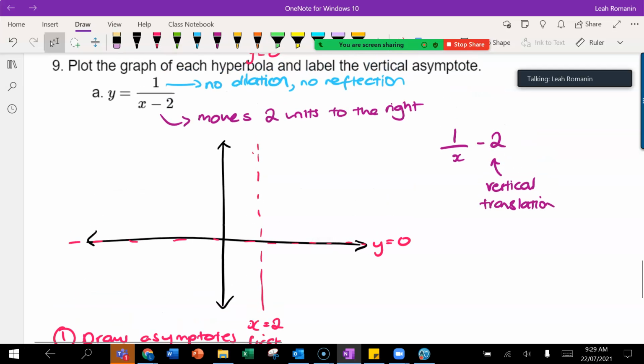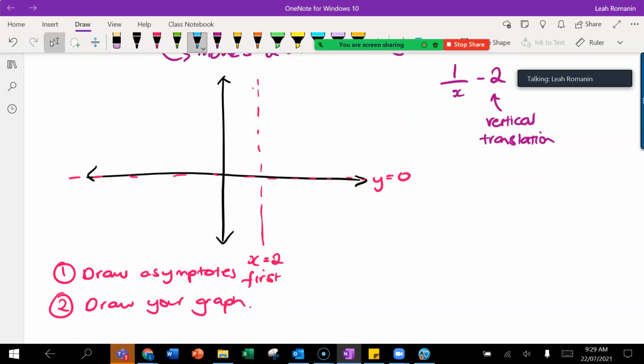So I don't have a reflection, which means it's still going to be the standard bottom left and top right. So my graph is going to come down this way and up this way.